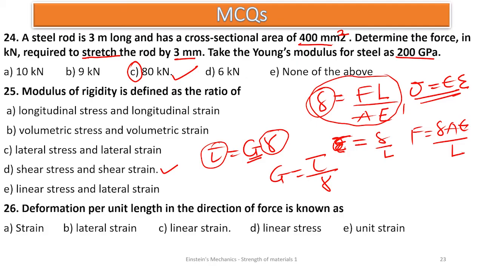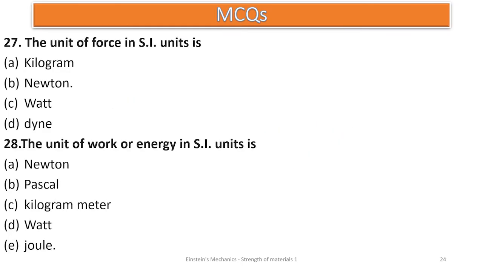Deformation per unit length in the direction of force is known as, and that is known as linear strain. Are we okay? Now 27. The unit of force in SI unit is Newton. I think we know this, so that is Newton. The unit of work or energy in SI unit, energy is measured in what? That is Joule. So that is E.